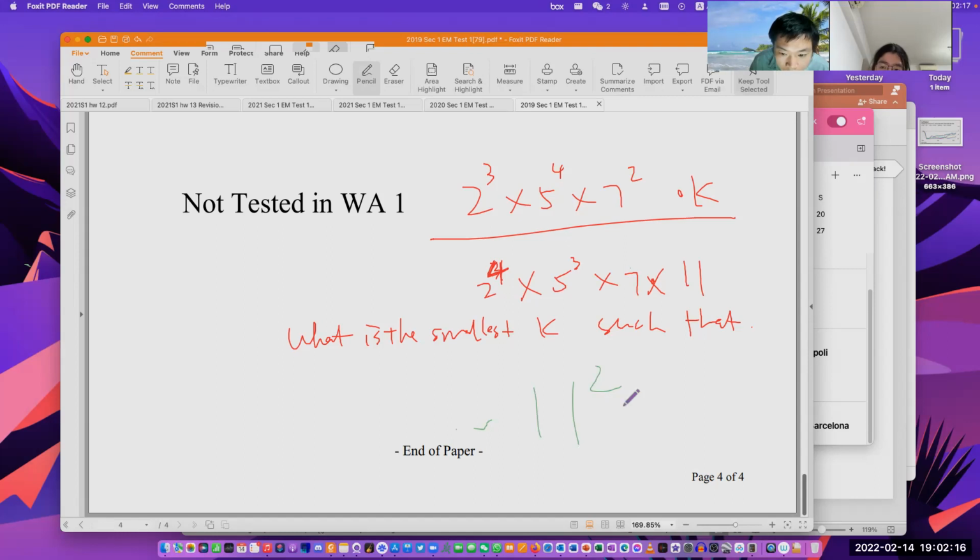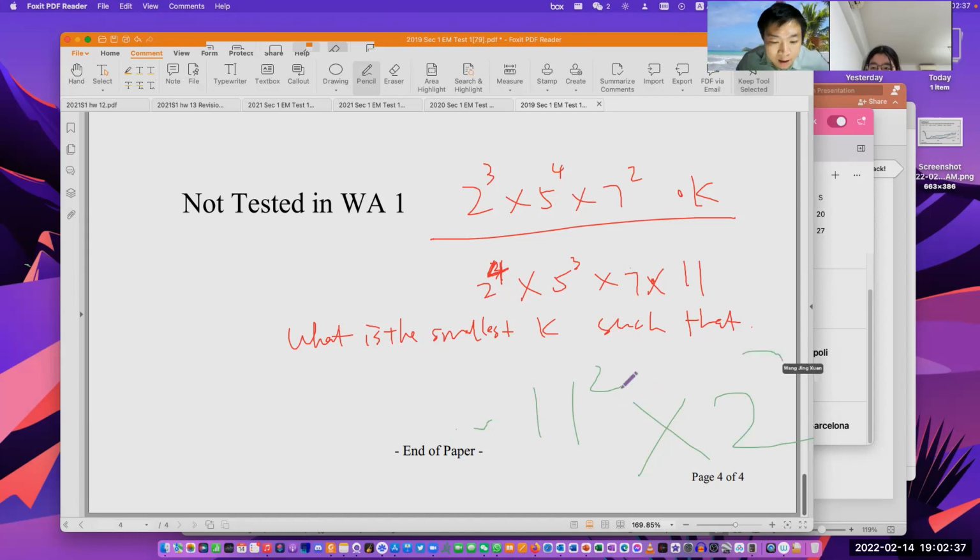Eleven square. The answer is 11 square. Okay, that means you don't seem to know how to do this question. Okay, good. Never mind. You are wrong. Okay, good. So you want to reattempt? 11 square times 2. Okay, good. Let's look at it together.